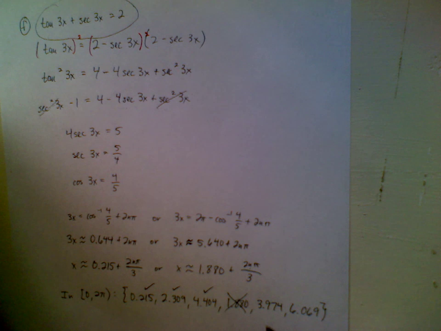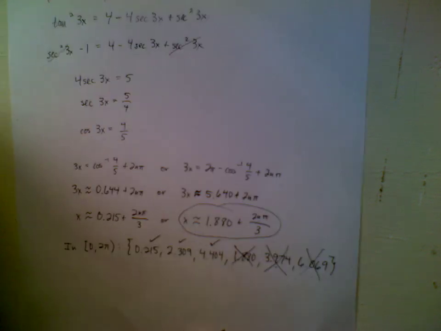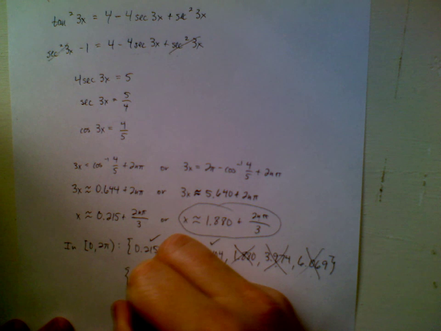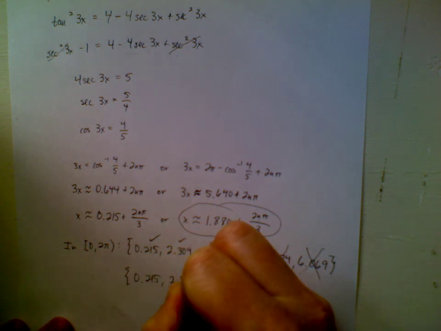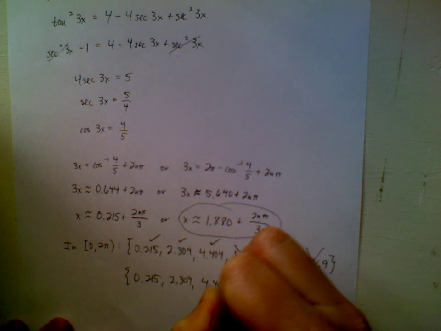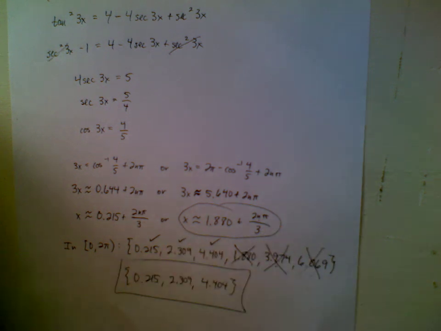And based on that, since these other solutions came from this rule, I'm going to guess that they're also extraneous. Okay? I guess to be on the safe side, you'd really have to check them, right? But my final answer is going to be 0.215, 2.309, 4.404. And there it is.